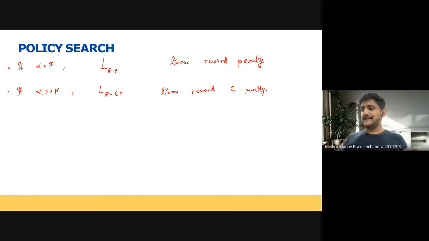And the third case is when you select beta to be zero. That is known as linear reward inaction. Here you don't penalize the wrong action, or rather you don't take any action in this case. This is useful when you have a sparse reward setup.